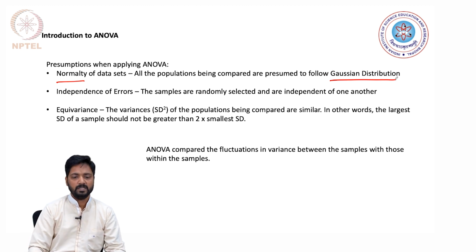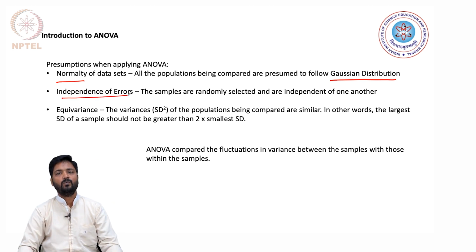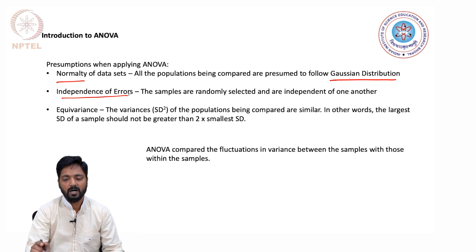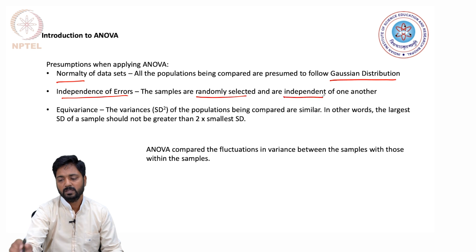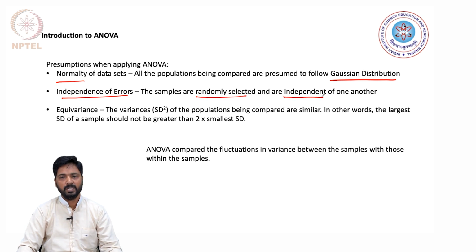Another point here is that of independence of errors. Now what does this imply? This implies that the samples that we are comparing are randomly selected and are indeed independent of one another. So the errors that propagate in sample 1 will have no bearing on the errors that are present in sample 2 or sample 3 and so on.